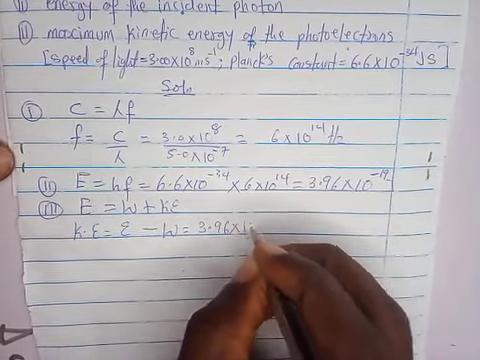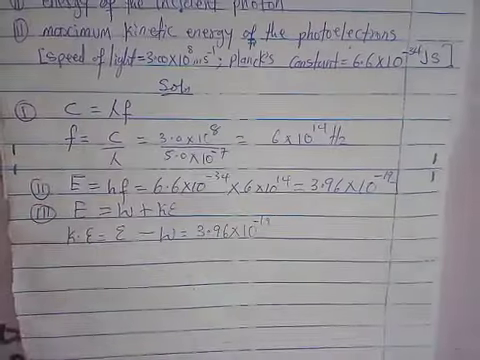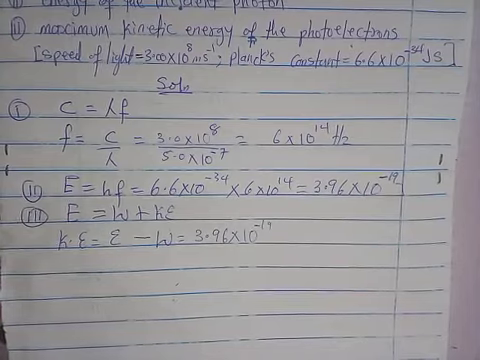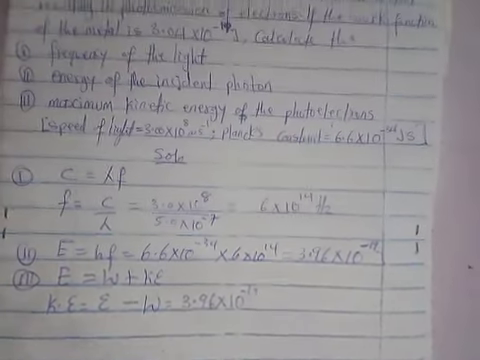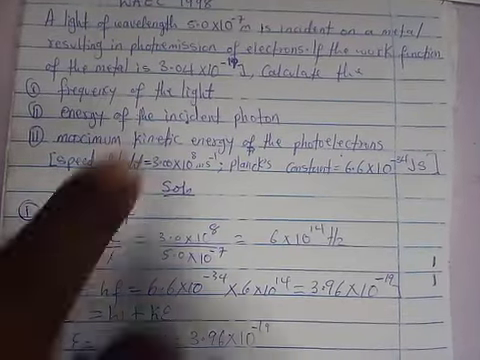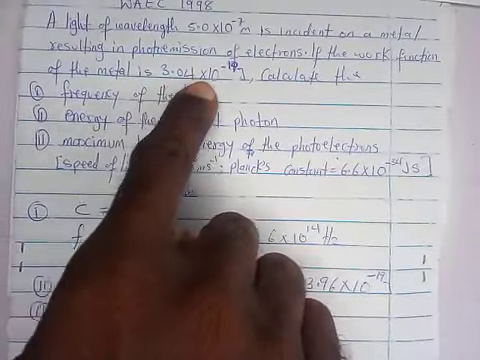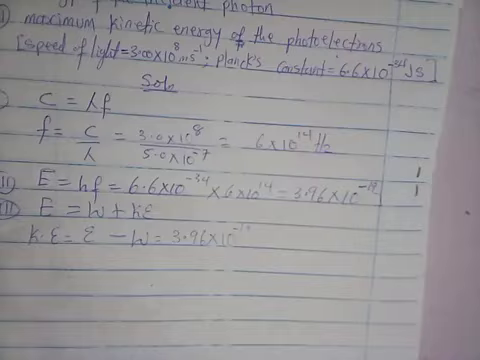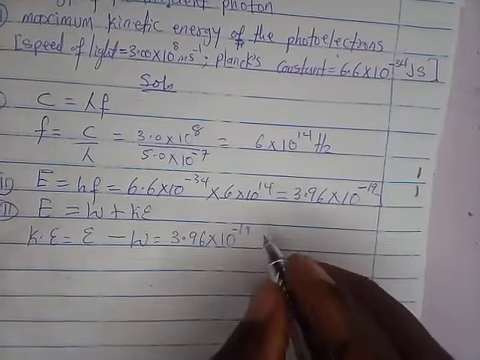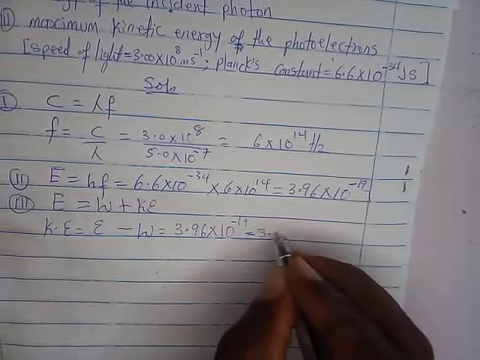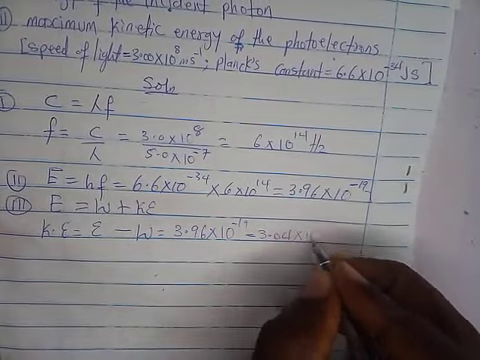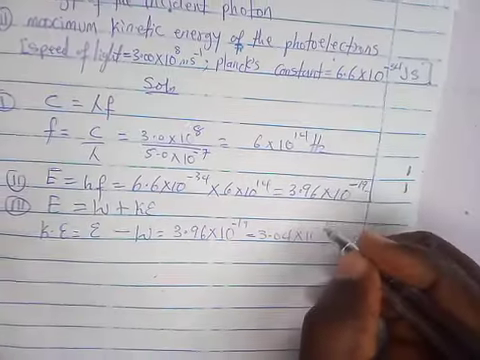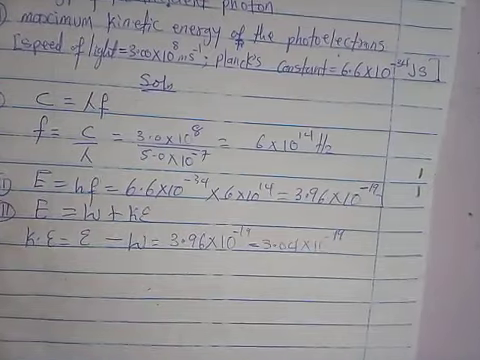3.96 times 10 raised to the power minus 19. That's our energy of radiation. Our work function is in the question. If you move to the question, our work function is given at this point, 3.04 times 10 raised to the power minus 19. So minus our work function, which is 3.04 times 10 raised to the power minus 19.